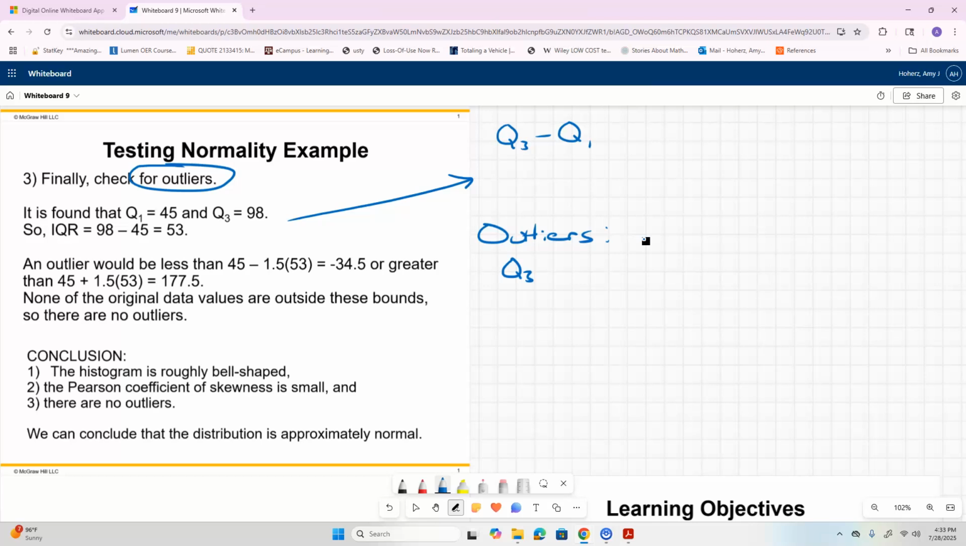Q3 plus 1.5 times the IQR. That'll give you any upper outliers. And then the lower outliers are Q1 minus 1.5 times IQR. And so we need to get this IQR first, and IQR is Q3, which is 98, minus Q1, which is 45. So that's the range between the two quartiles.